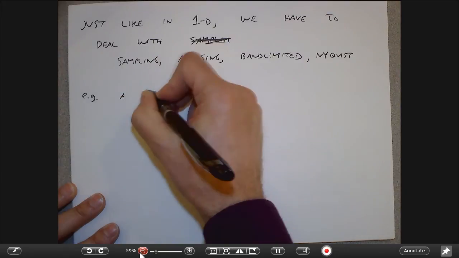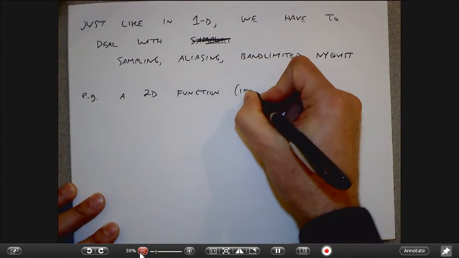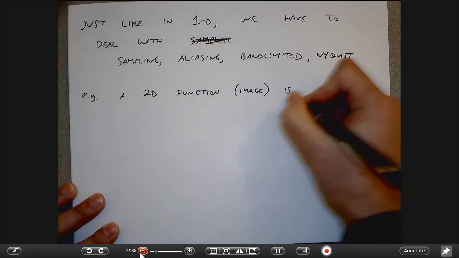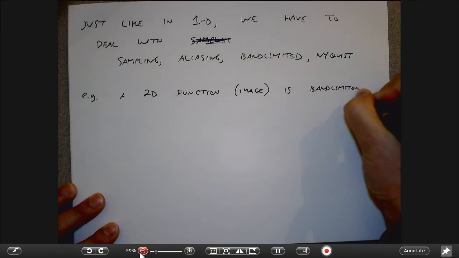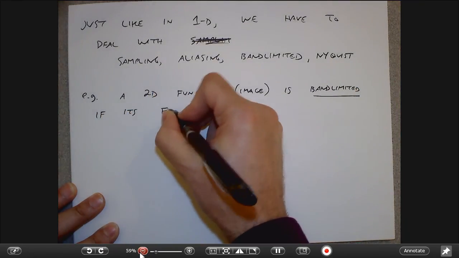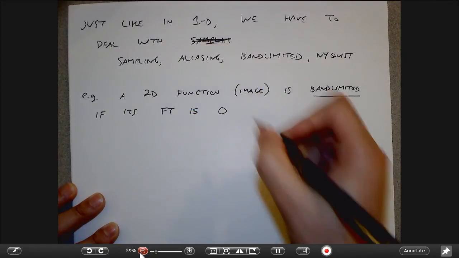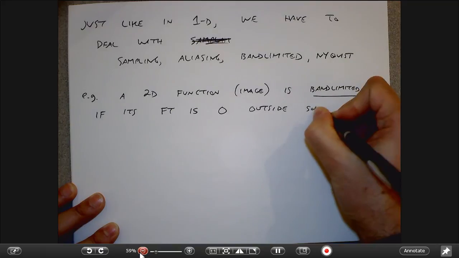So, for example, a 2D function, also known as an image, is band limited if its Fourier transform is 0 outside some rectangular region.